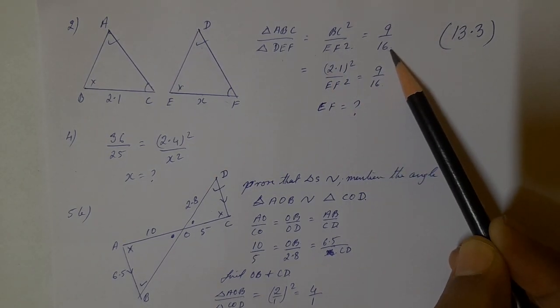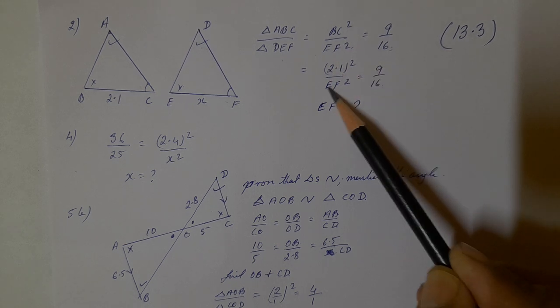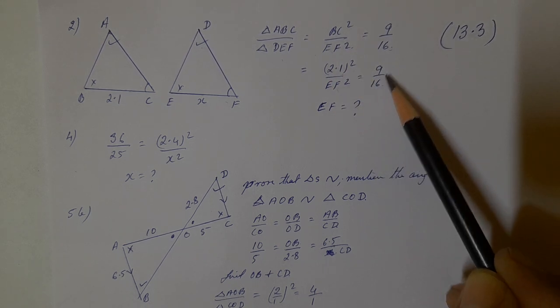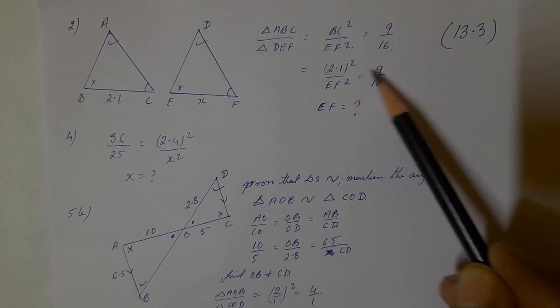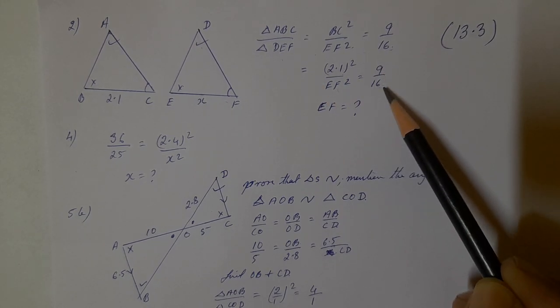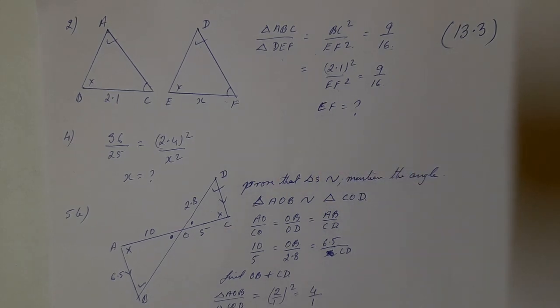This is given. Now BC, 2.1 whole square, by EF whole square is equal to 9 by 16. Now you can take the square root of both the sides and this will become 3 by 4. Calculate it and you will get your EF. No big deal. Is that okay?